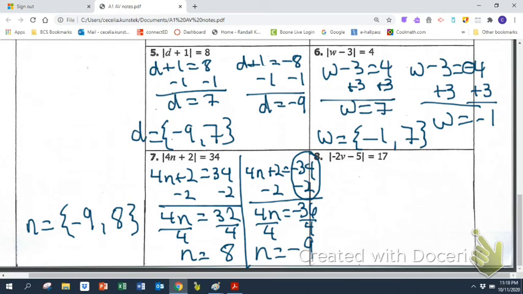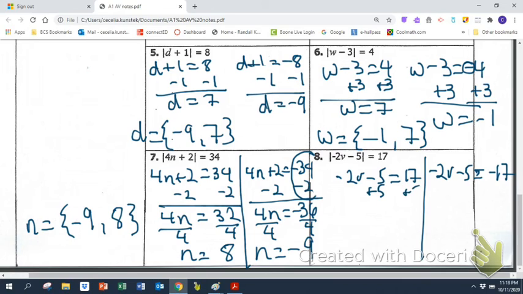All right, pause the video and see if you can figure out this last one. Okay, so we've got negative 2v minus 5 is equal to 17. And then we're going to have to write this up as negative 2v minus 5 is equal to a negative 17. Okay, so we're going to add 5 to either side.